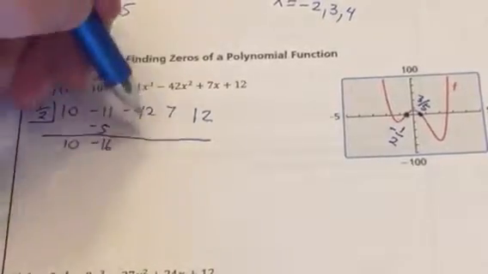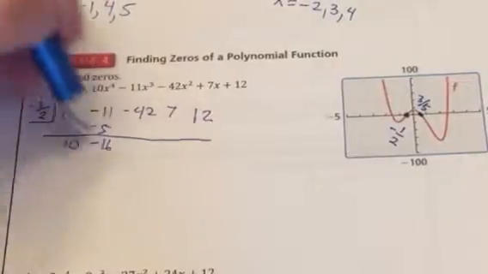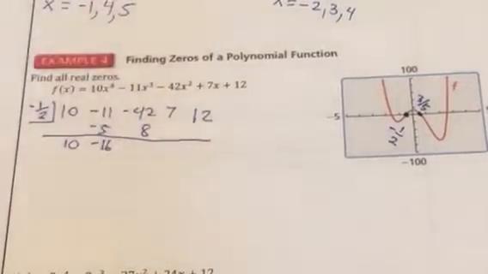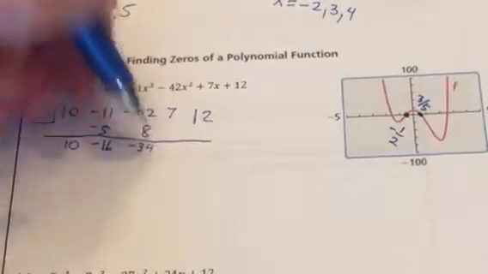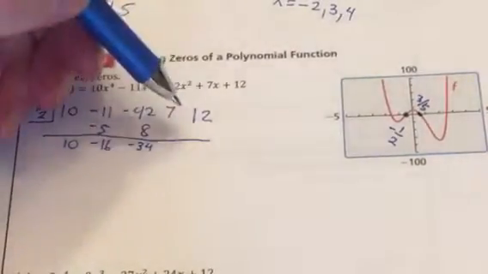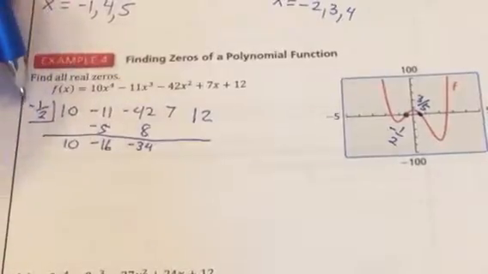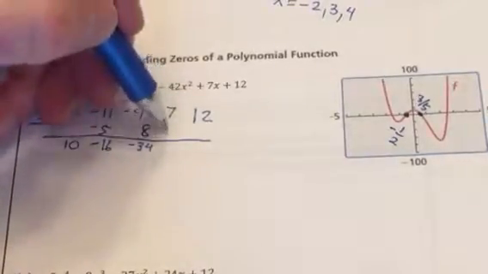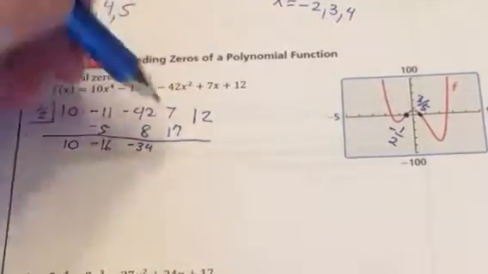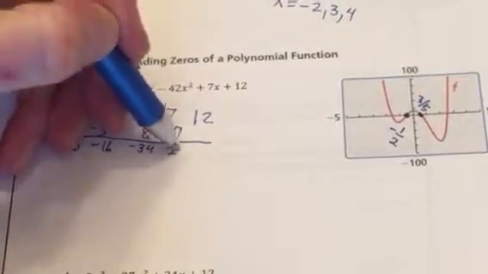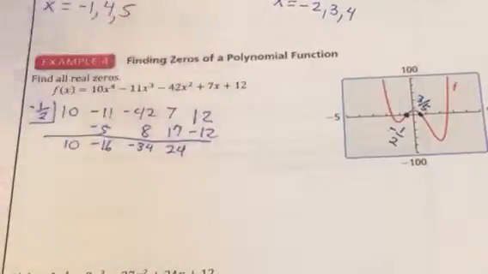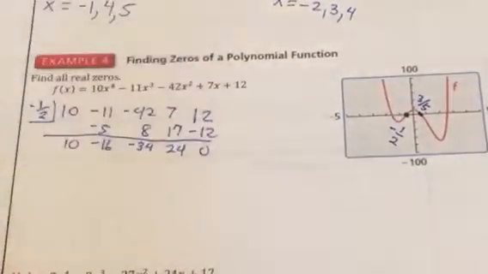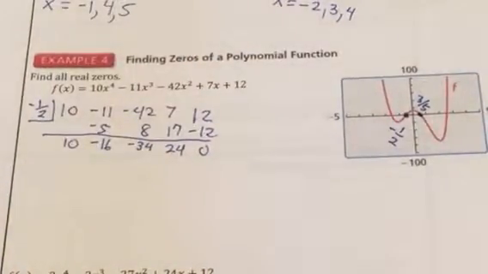Half of -16 is 8. This is negative times negative this time, so it's positive. And then adding this column, we get -34. And then -34 times -1/2. Half of 34 is 17. Add that column, you get 24. Half of 24 is 12, and it was negative this time, and it should turn out to be 0 if we did everything right.